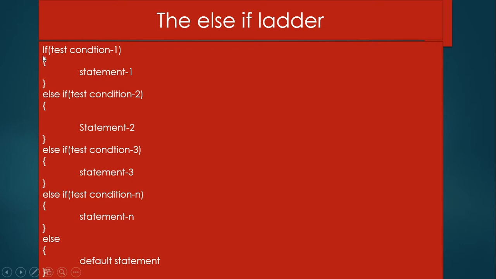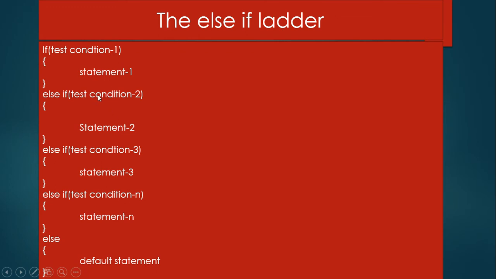I write here simply the if and then test condition 1. If the test condition 1 is true, then statement 1 will be executed. If the test condition 1 is false, then the control will come into the else if part and check test condition 2. If test condition 2 is true, then statement 2 will be executed.